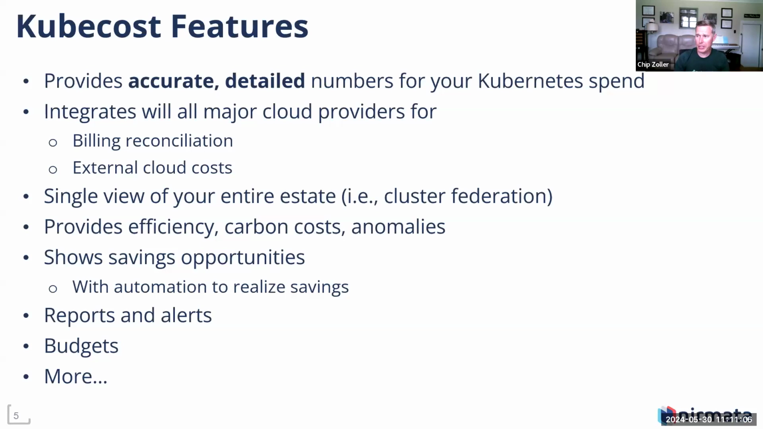It'll provide you efficiency numbers, carbon costs, anomalies. All of these things are based on cost allocation, so what you're using compared to what you're spending for that. It is able to give you savings opportunities, so not only providing you some insights on where and how you can save money, but it even comes with automation to take that into consideration and to realize those savings for you without you having to do really anything else.